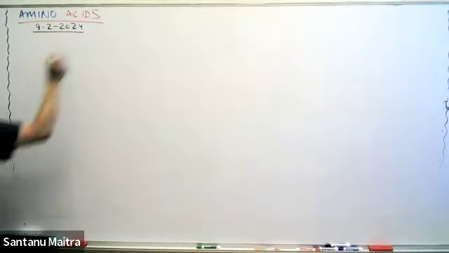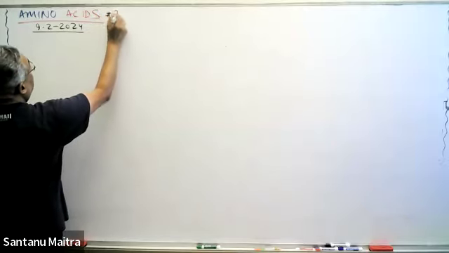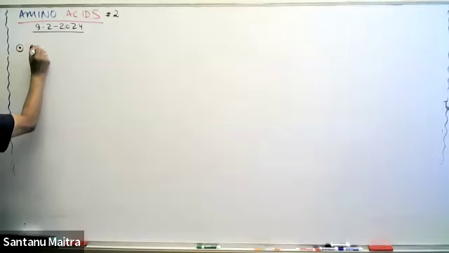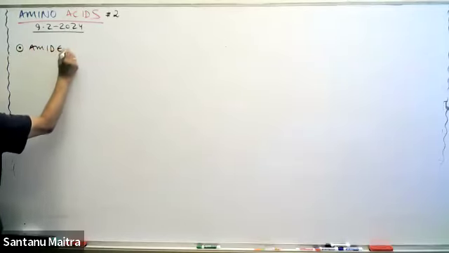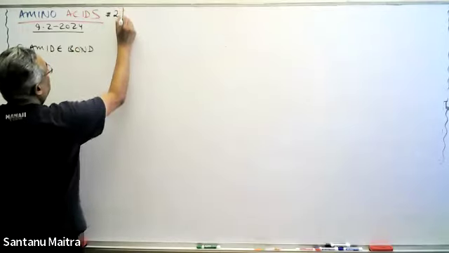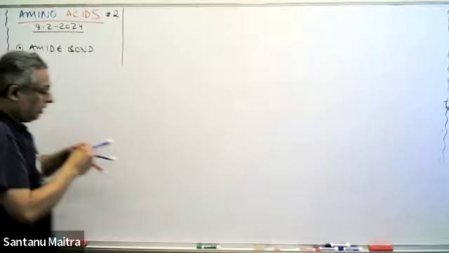And so this is, let's say this is number 2, version number 2. And we're going to start talking about amide bonds. Okay. So that's going to be kind of like our guideline.